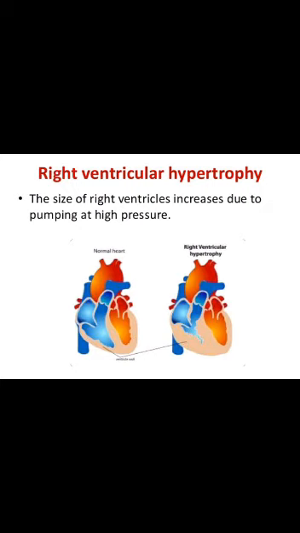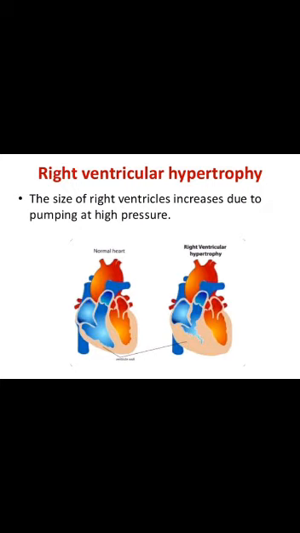Then second is right ventricular hypertrophy. The size of the right ventricle increases due to pumping at high pressure. Because of increased volume or pressure, it becomes hypertrophied. The size of the right ventricle increases due to pumping at high pressure.